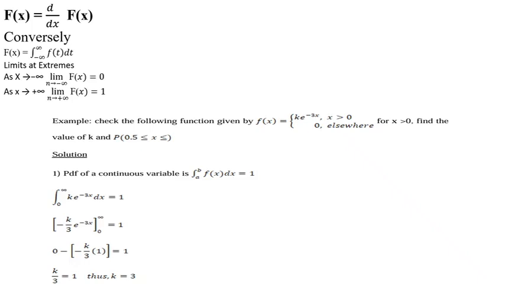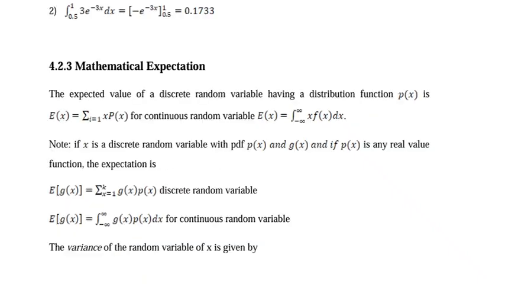So if we integrate this, it will be 0 minus minus k over 3 of 1, which is k over 3 equals 1. If you cross multiply, k will be equal to 3. Then the second question: if our interval is from 0.5 to 1, the integral of 3e raised to minus 3x dx will be minus exponential raised to minus 3x from 0.5 to 1, which is 0.1733.